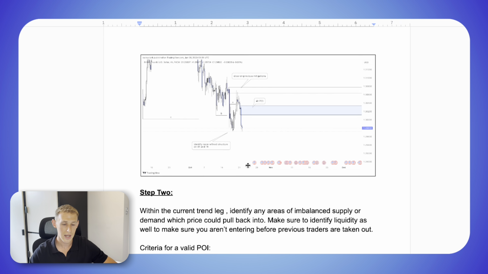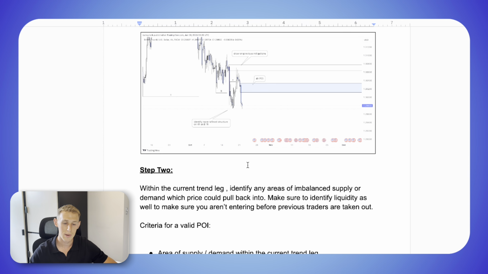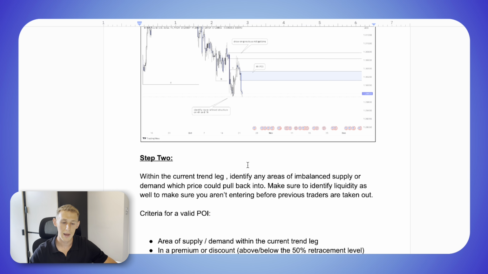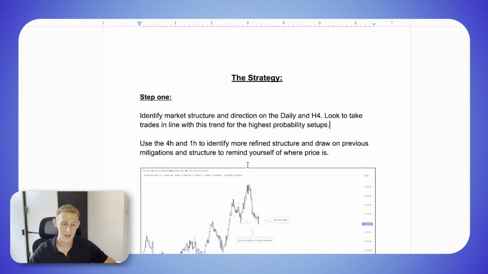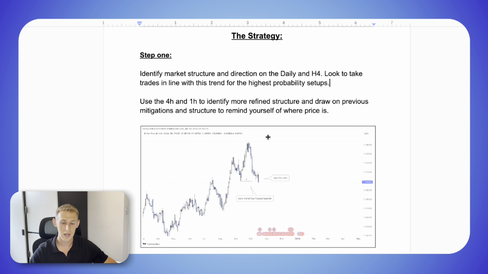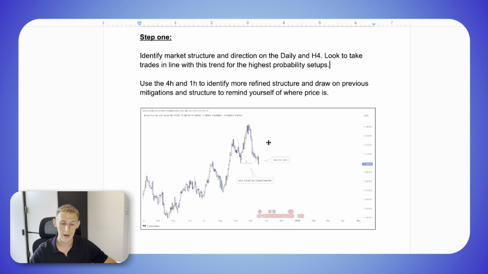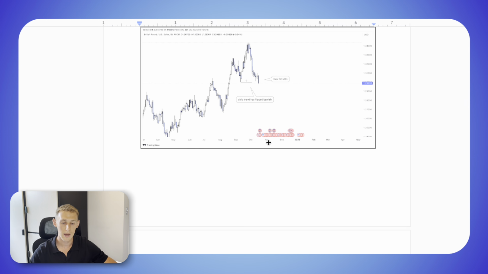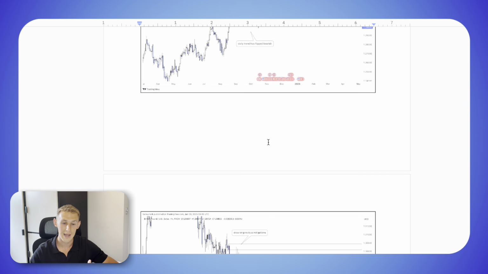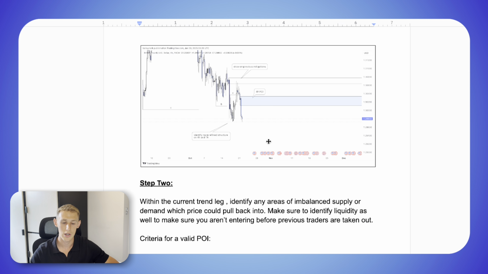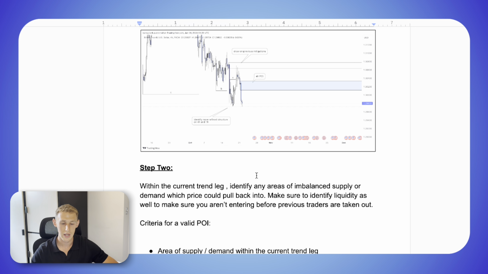And that leads very nicely into step 2, which is very simply, where are we actually going to buy or sell from? Because it's all well and good having marked the overall directional bias and the overall trend, but we need to actually look for buys and sells in line with that market direction. And this is where the points of interest come into play.